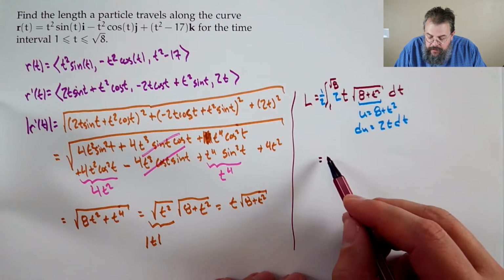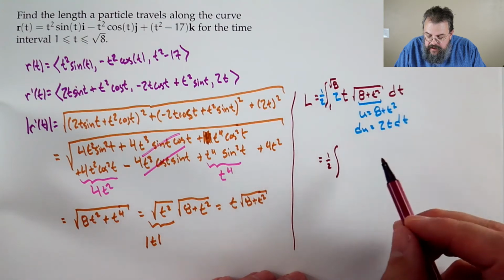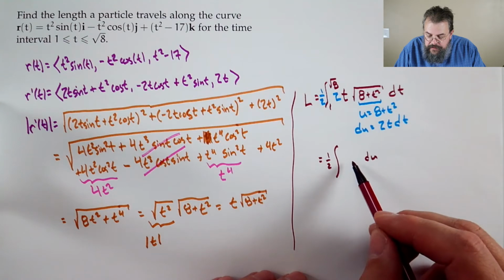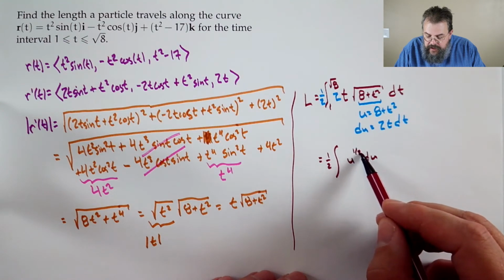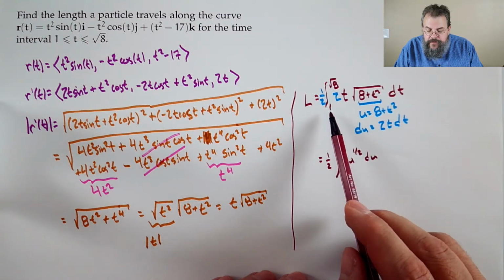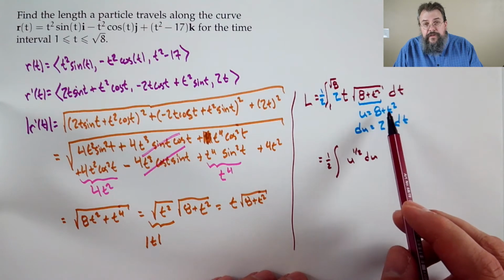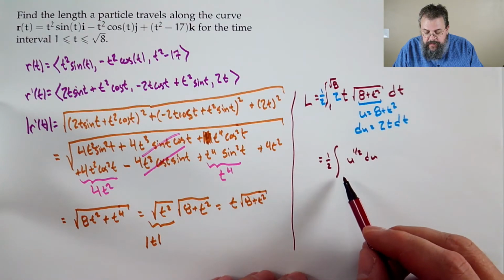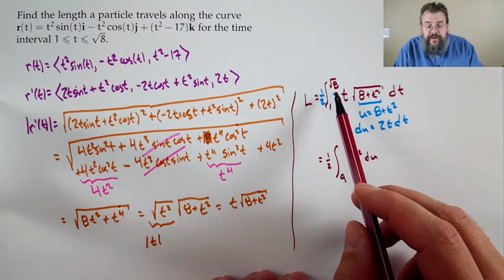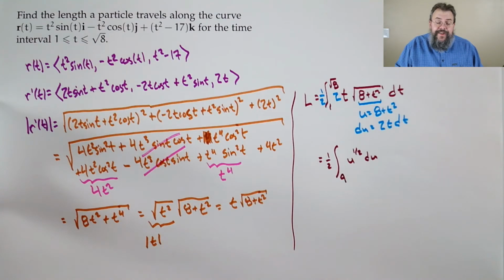This becomes 1/2 integral of the 2t dt, du, the square root of 8 plus t squared, square root of u, which in calculus we like to write as u to the 1/2, and the bounds. If t equals 1, u would be 8 plus 1 squared. Well, that makes it 9. If t equals square root of 8, 8 plus square root of 8 squared, that's 8 plus 8, which makes it 16.